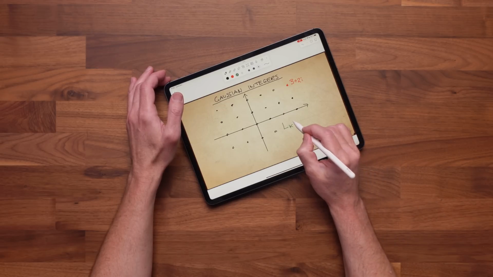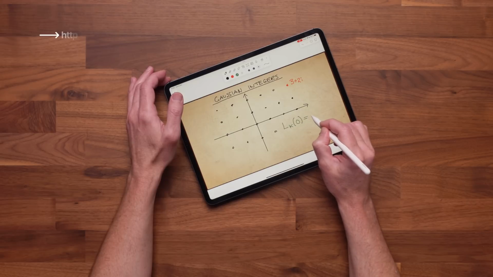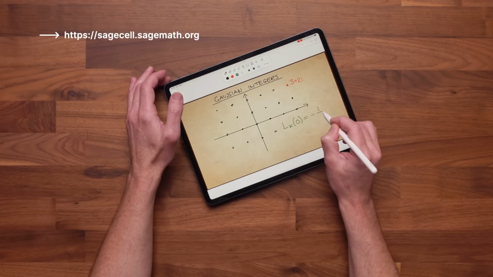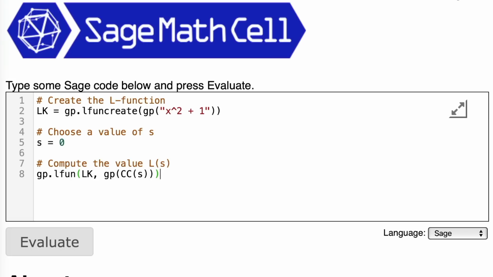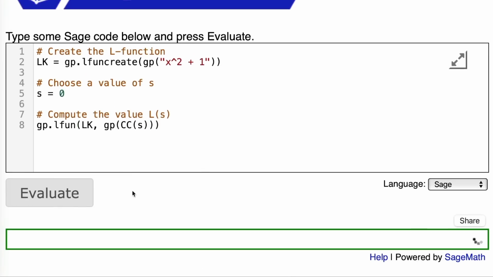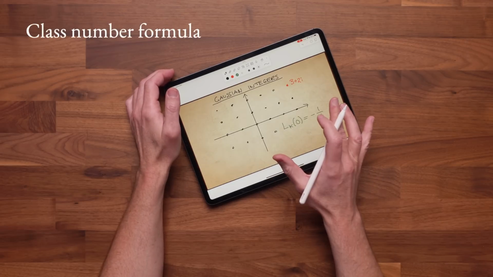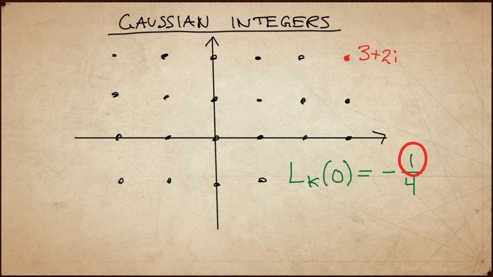Another example. Recall the L function L_K associated to the Gaussian integers. Let's compute L_K of 0. This value is exactly minus 1/4. And this is, in fact, a special case of a very famous theorem in algebraic number theory called the class number formula. The number 1 here is the class number of the Gaussian integers.